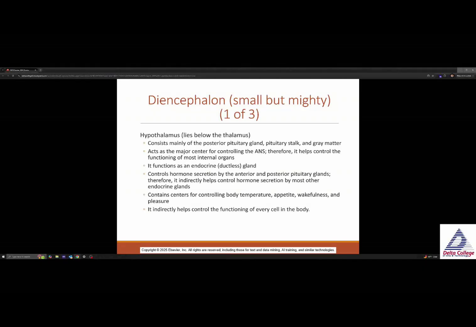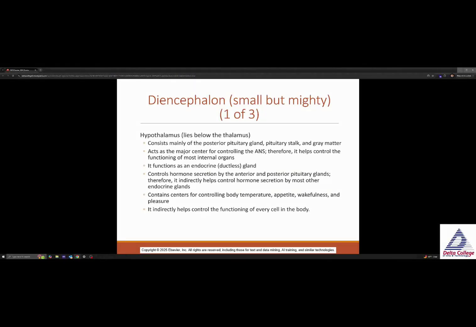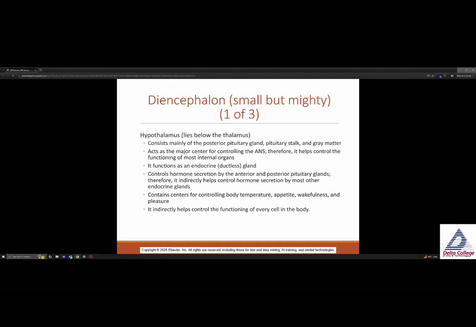Hypothalamus functions as an endocrine or ductless gland, and it controls hormone secretion by the anterior and posterior pituitary glands. Therefore, it indirectly helps control hormone secretion by most other endocrine glands. It contains centers for controlling body temperature, appetite, wakefulness, and pleasure. It indirectly helps control the functioning of every cell in our body.